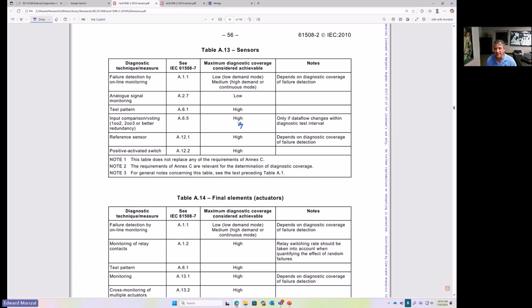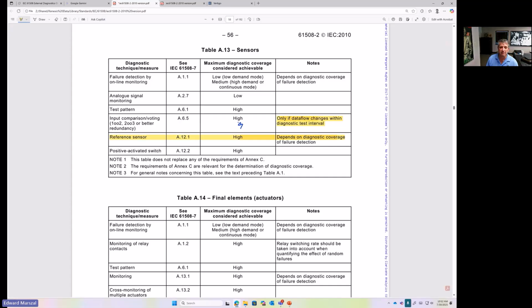Now, the other note, this is the big bad boy. This is the one that's really important. This high diagnostic coverage is only valid if the data flow changes within the diagnostic test interval. Okay, I didn't mean to do that, but now we've got a little highlight at least. Only if data flow changes within the diagnostic test interval.